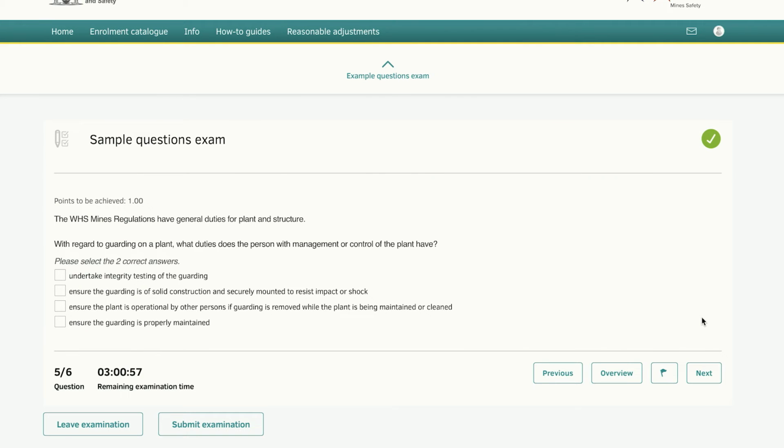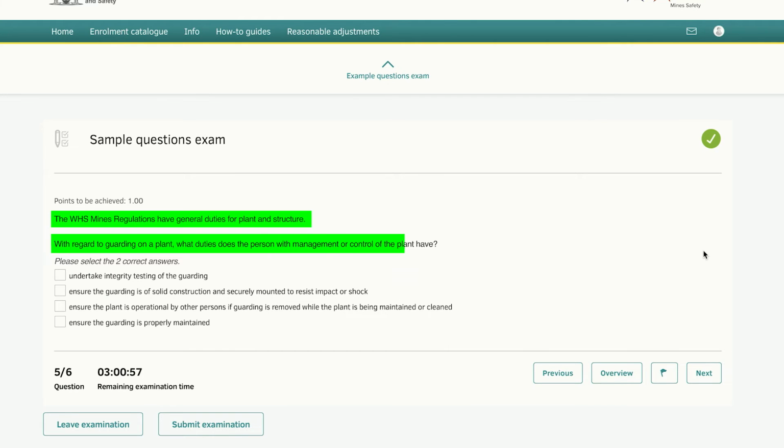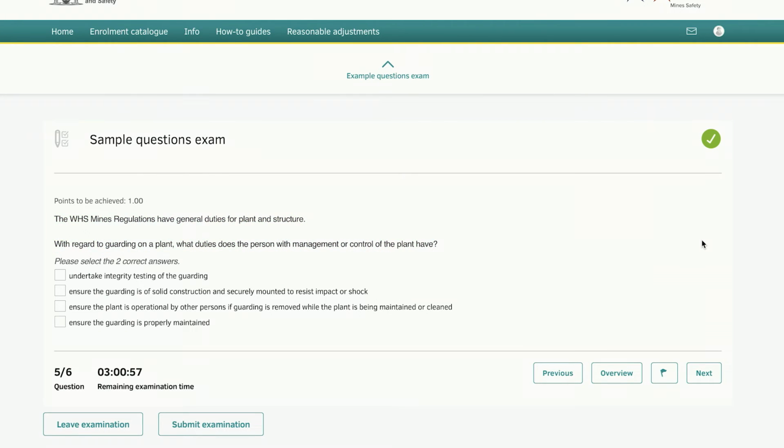This example presents you with a statement followed by a question. It reads, the WHS Mines Regulations have general duties for plant and structure. With regard to guarding on a plant, what duties does the person with management or control of the plant have? This question asks you to select the 2 correct answers from the following options. Undertake integrity testing of the guarding. Ensure the guarding is of solid construction and securely mounted to resist impact or shock. Ensure the plant is operational by other persons if guarding is removed while the plant is being maintained or cleaned. Or, ensure the guarding is properly maintained.